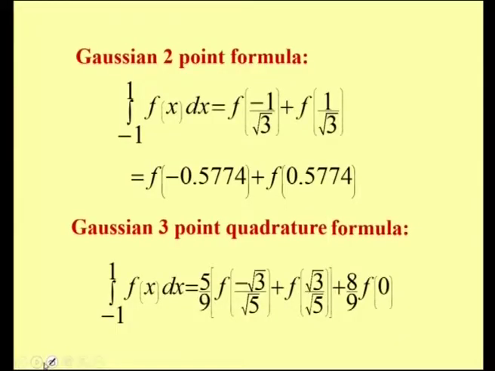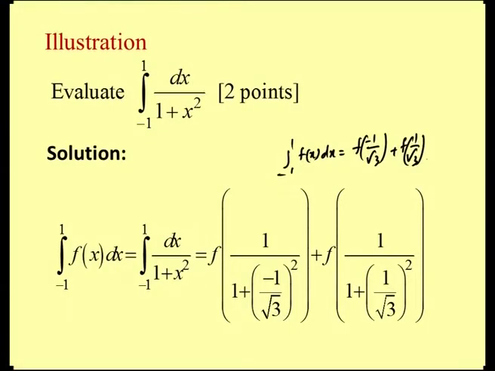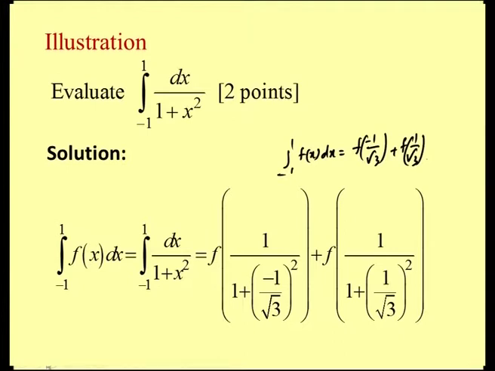The Gaussian 2-point formula and 3-point formula were discussed in the previous episode, and we will work out an example in this episode. That is, evaluate the integral from -1 to 1 of dx divided by 1 plus x square, using 2 points. In the sense, we have to work out this problem using the Gaussian 2-point formula. The Gaussian 2-point formula is given by integral -1 to 1 f of x dx is equal to f of -1 by root 3 plus f of +1 by root 3, right?